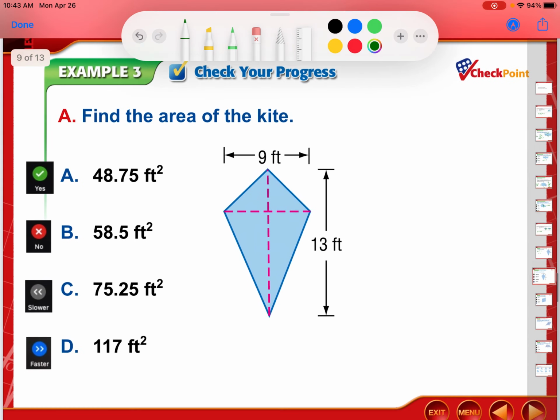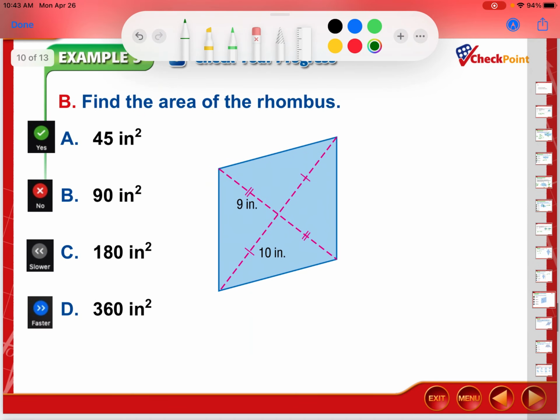Boom, kite 1. So then we would do this one as well, and we would do 1/2 times 9 times 13. 9 times 13 equals, divided by 2, equals 58.5. Yay, continuing on. Okay, now this rhombus, they gave you the measures of half the diagonal.